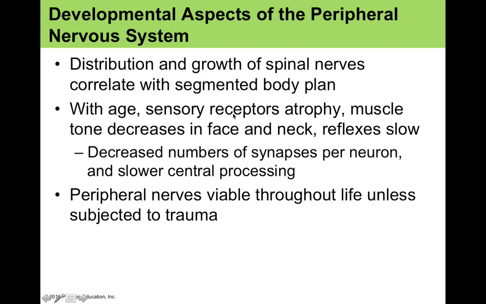So with age, sensory receptors atrophy, muscle tone decreases in the face and neck, and reflexes can slow. And this is due to a decrease in number of synapses per neuron, so we see slower central processing. Now, peripheral nerves are viable throughout life unless they're subjected to trauma.